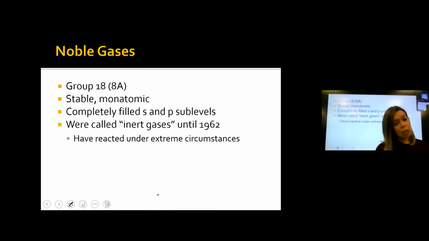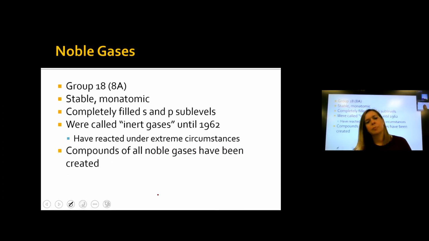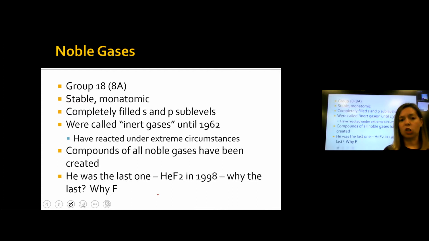They used to be called the inert gases, but as I said on the previous slide, they have reacted typically with fluorine under high temperature, high pressure to make some different compounds. So therefore they had to change the name from inert, which meant unreactive, to noble gases, which means that they are stable and relatively unreactive. And again, all of the noble gases have reacted with fluorine non-spontaneously, so high temperature, high pressure.